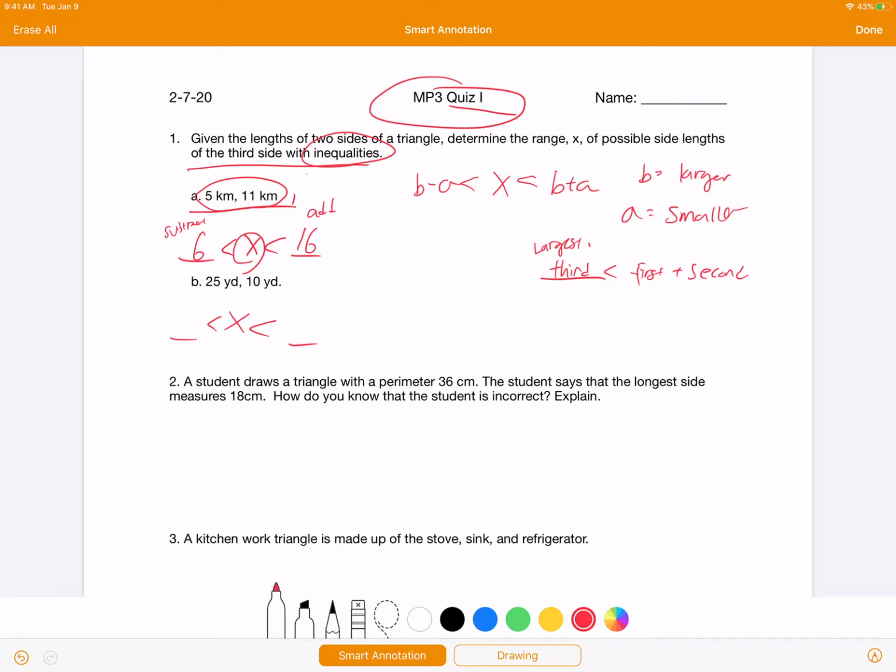For example, if the last side was 16 kilometers, 5 plus 11 is 16. And remember, we always said that the lower two sides have to add together to become larger than the last side, which makes no sense here. So therefore, it has to be less than 16. Something like 15, 14, 13 would do, but not anything other than those. This one here would be 35, and this would be 15 yards, to be more specific.